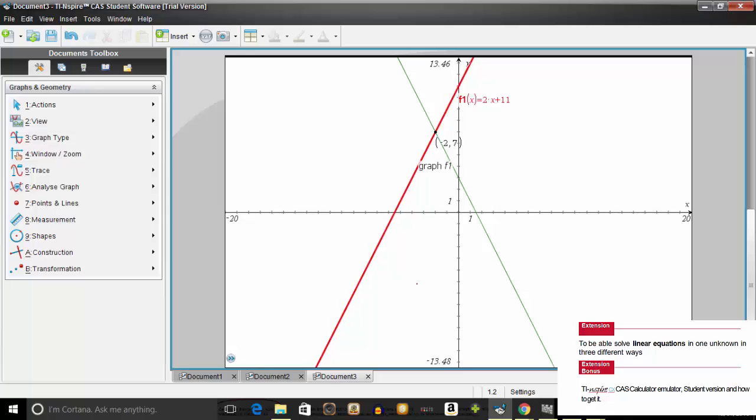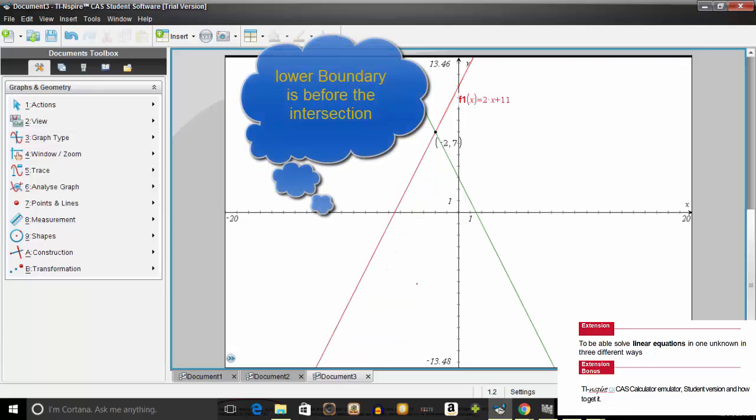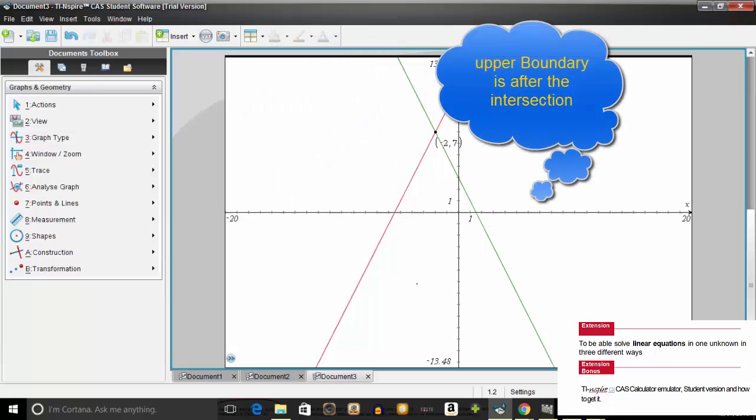But you can make it easier. You know that they intersect here. As long as you put boundaries anywhere around it, the smaller the boundary is, the quicker the software will find it. And as you can see, it found it. We're looking for x, so the solution is -2.